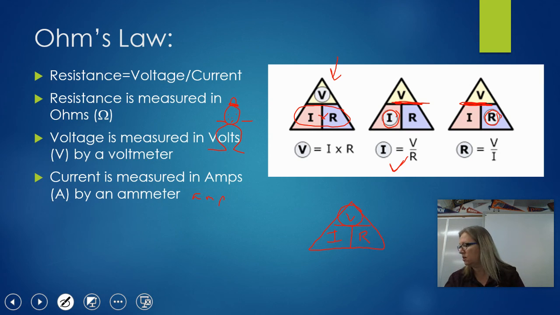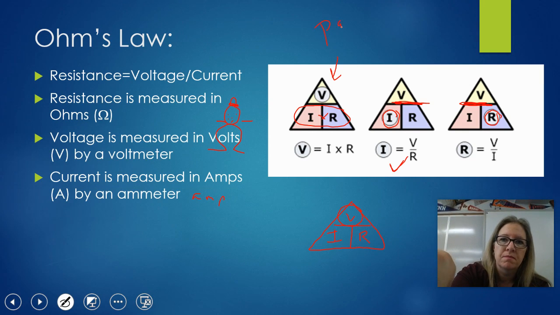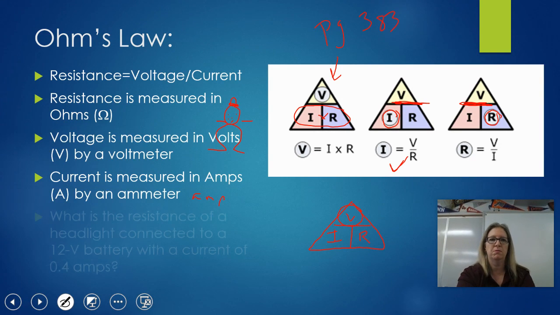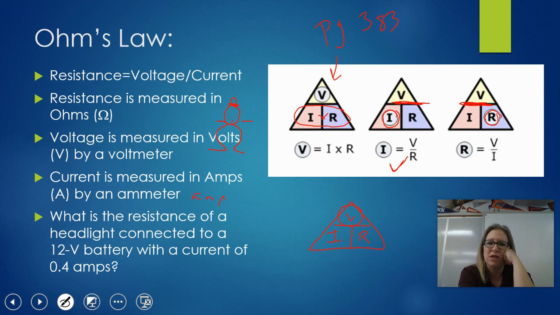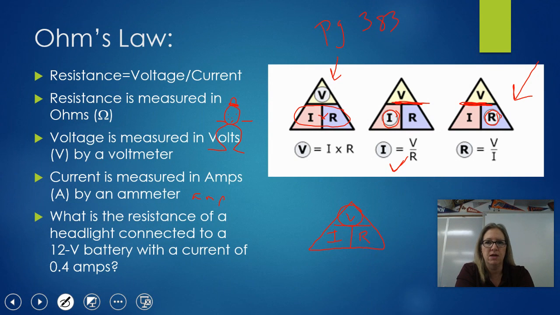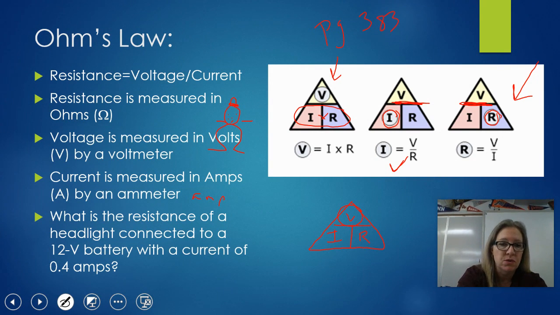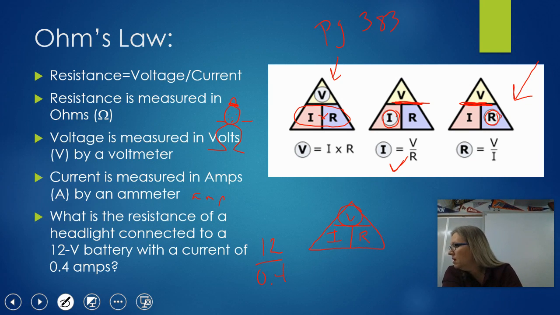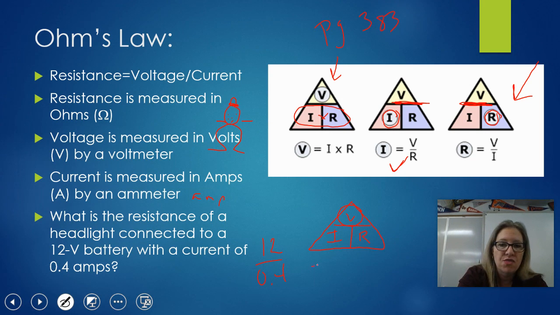So if you guys look at page 383, there's some practice problems there, okay? First one says, what is the resistance of a headlight connected to a 12-volt battery with a current of 0.4 amps, okay? So we're looking for the resistance, so we're going to use that equation right there, okay? And we're going to divide volts by amps. So it's simply going to be 12 divided by 0.4, and that is going to give us 30 ohms. We use that funky little label for resistance, okay?